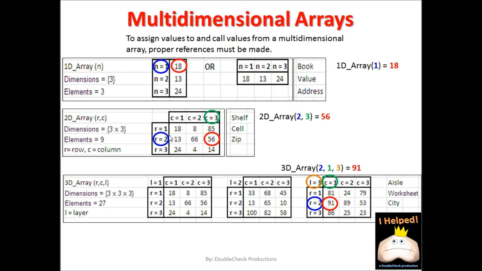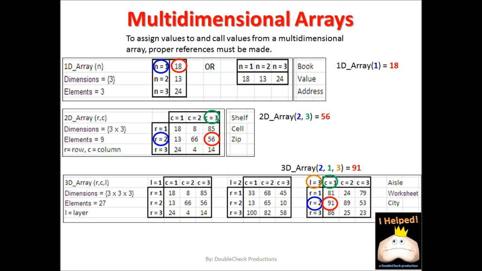So if we go down to a three-dimensional array, and if we think of dimension 1 as rows, dimension 2 as columns, and dimension 3 as layers or worksheets, I have the same reference requirement. So here I have the value 91, and I want it to be located here. So I want it to go to the third layer, not layer 1, not layer 2, but layer 3. And then I want it to go to column 1, row 2. And that's where I place that number. So if I want to call that value back out, I have to make the same reference.